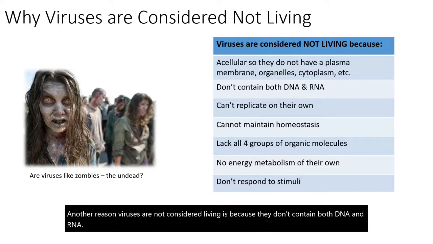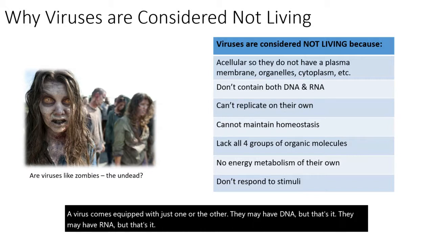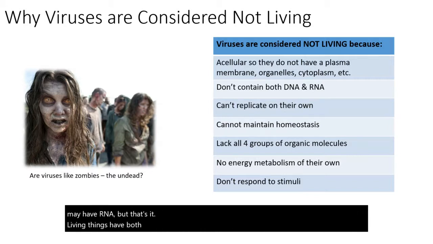A virus comes equipped with just one or the other. They may have DNA, but that's it. They may have RNA, but that's it. Living things have both DNA and RNA because remember, transcription is going on inside of living things.